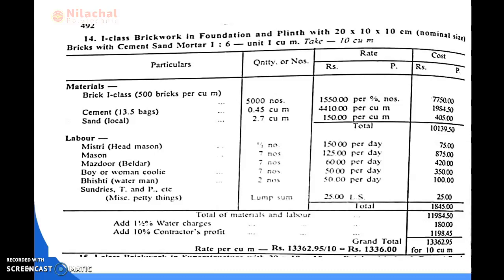Then we consider the water charge, which is 1.5% of the total cost. It is equal to 180. And the contractor profit, which is 10% of the total cost of material and labor, is equal to 1198.45. So the grand total is 13,362.95. The total cost of 10 cubic of brickwork is equal to 13,362.95.